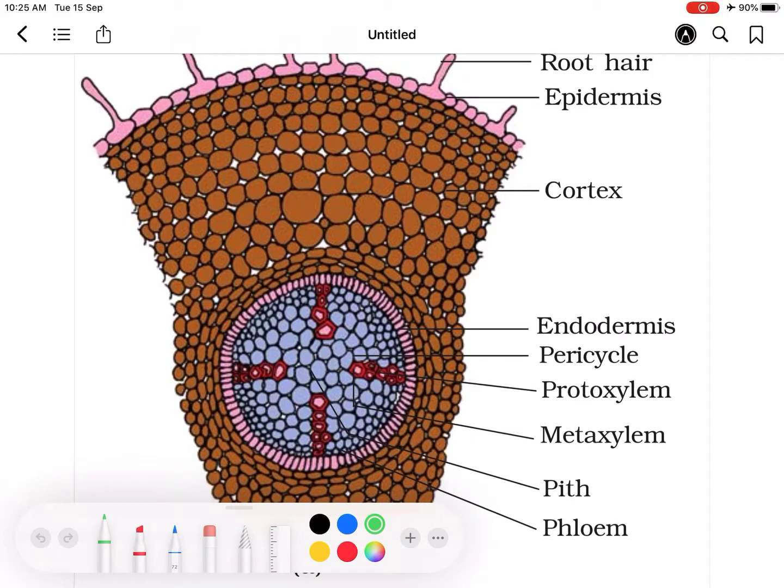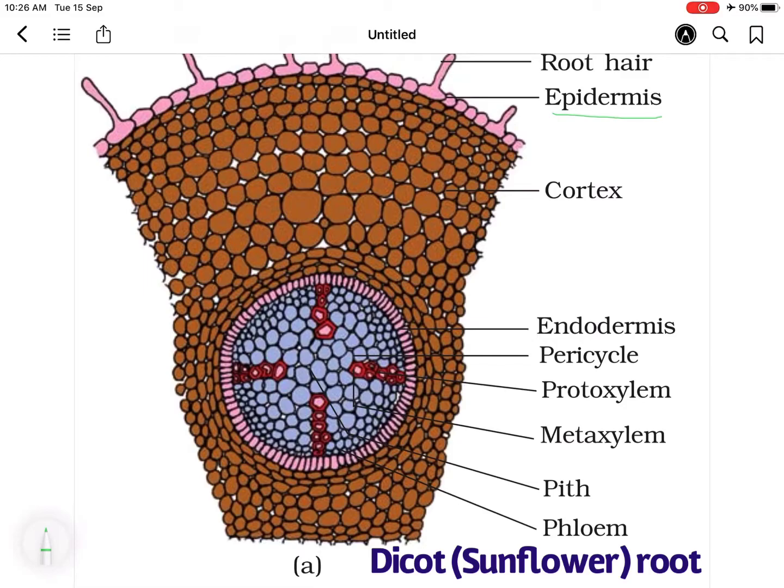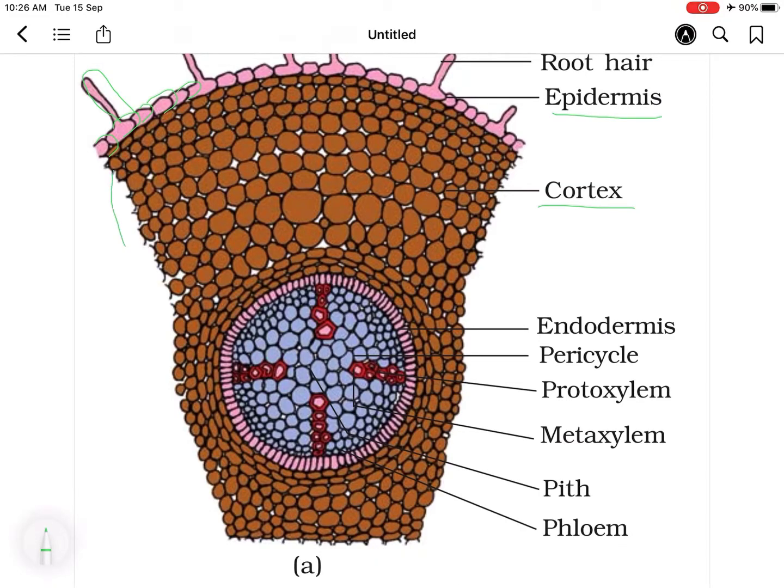Now students, I will show you in this particular structure. This is the transverse section of sunflower root. Here we will start with the outermost layer, which is known as epidermis. Here you can see the epidermis, which has single-layered parenchymatous cells, and from here the root hairs develop. So these are root hairs. Then followed by cortex. Cortex is several layered. You can see here a 5 to 7 layered structure that shows cortex. So this is cortex, this is epidermis, this is root hairs.